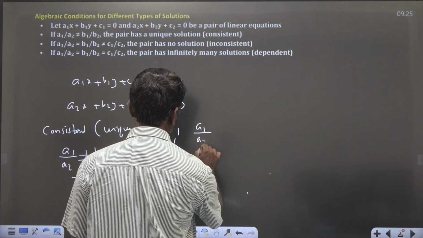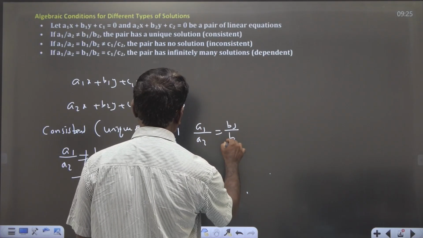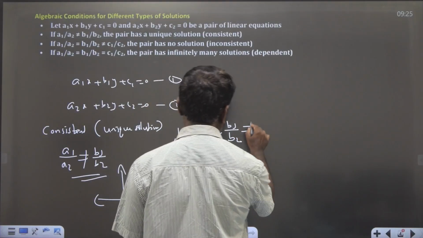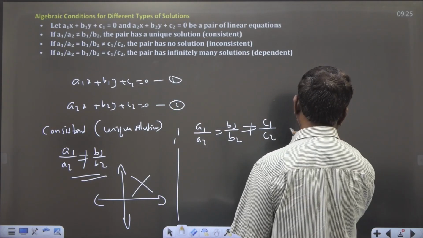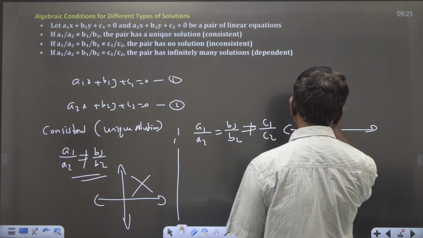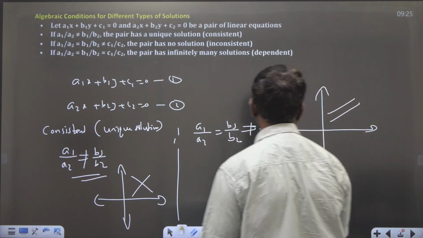Another case: if a1 by a2 equals b1 by b2 but is not equal to c1 by c2, then they are parallel lines. There exists no solution.